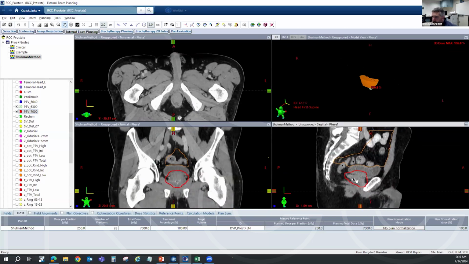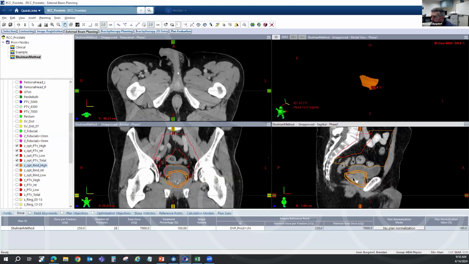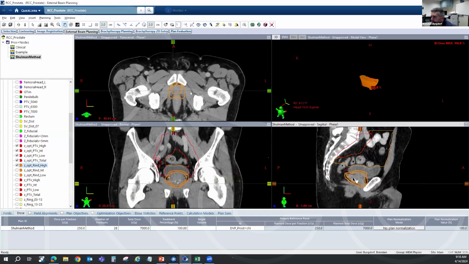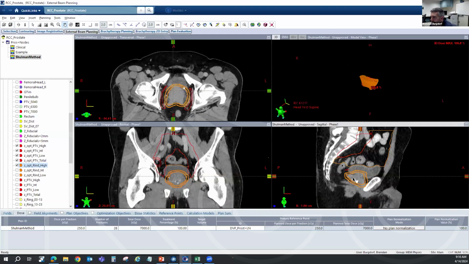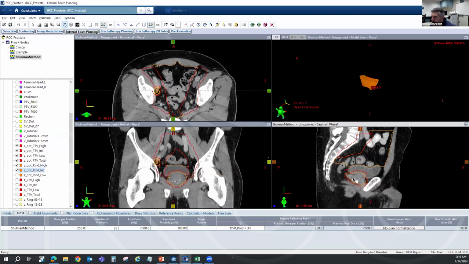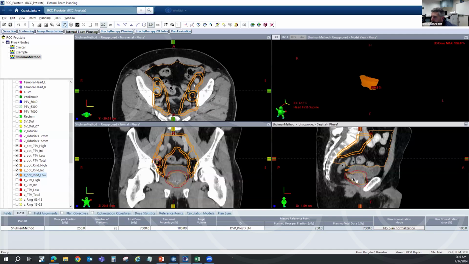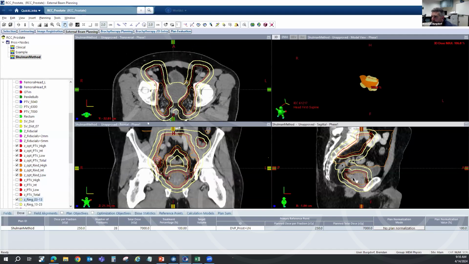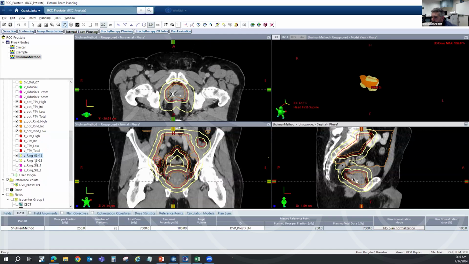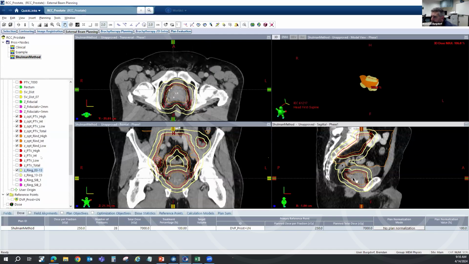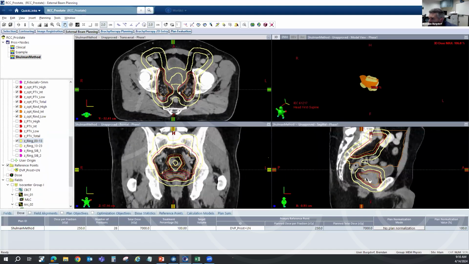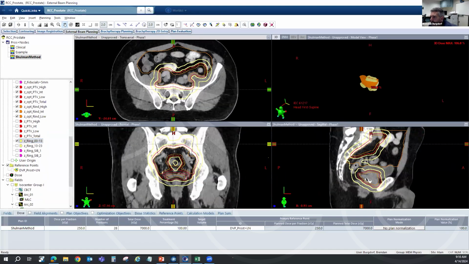So here you can see we have all our optimization structures set up, all the rinds. So you can see the PTV high rind is that outer edge of our prostate high dose target volume. And then we have rinds for the intermediate volumes as well, and then a rind for the lowest dose level. And then here you can see all of our rings. So this is the PTV Opti Ring 1. It's named a little bit differently here, but this is the Ring 1, which is supposed to contain the 85% of the high dose PTV.